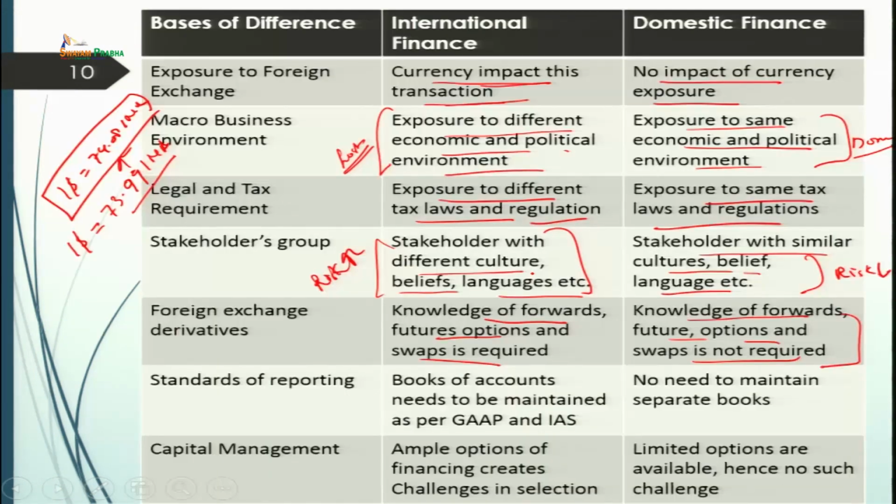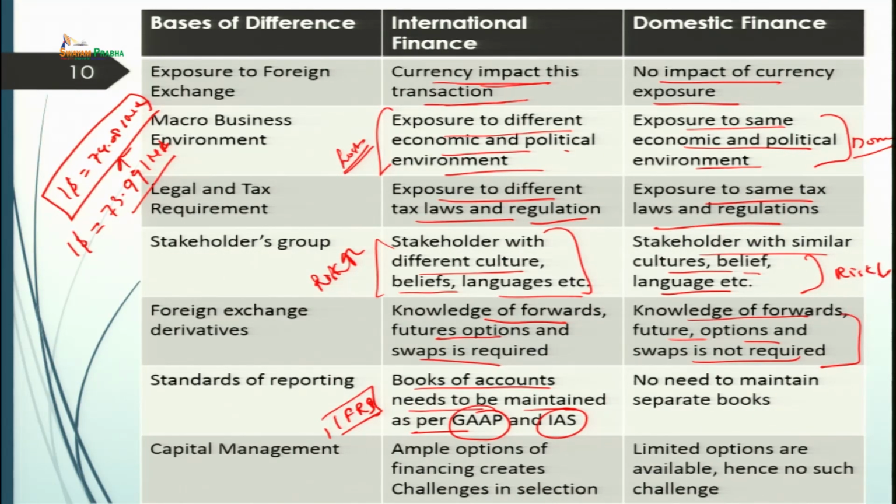So as far as the international finance accounting system is concerned, your books of account need to be maintained as per the norms and regulations of the generally accepted accounting principles and international accounting standards in order to adhere to IFRS. Right, so there are certain global accounting systems which you need to adhere to when you are in the international market. However, in case of domestic finance, there is no such need of understanding the different foreign accounting systems.